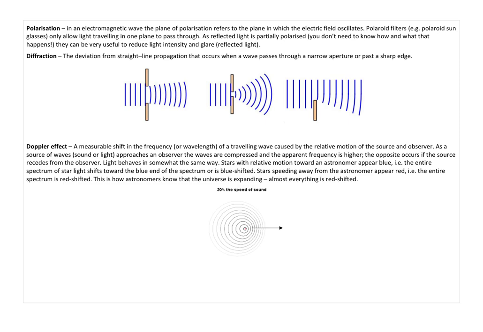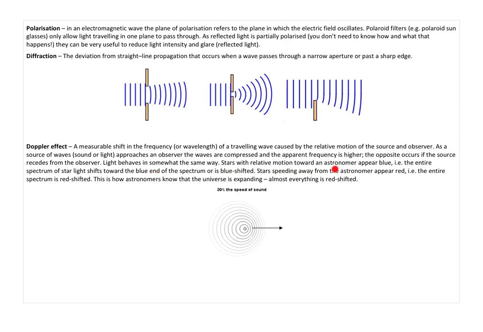So the Doppler effect is a measurable shift in frequency or wavelength of a travelling wave caused by the relative motion of the source and the observer. As a source of waves, whether it's sound or light, approaches an observer, the waves are compressed and the apparent frequency is higher. The opposite occurs if the source recedes from the observer, so moves away from the observer. Light behaves in the same way.